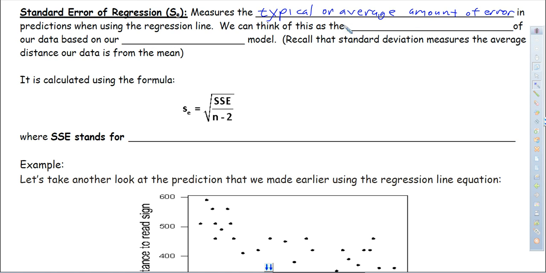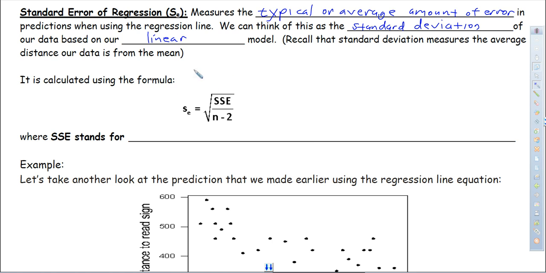So we can relate this back to the standard deviation of our data based on our linear model. Recall that standard deviation measures the average distance our data is from the mean. This is measuring an average distance that our data is from the line. Remember, we're looking at residuals, vertical distances, the response variable. That is just another way to say, on average, this is how far we expect our predictions to be off from what actually happens.